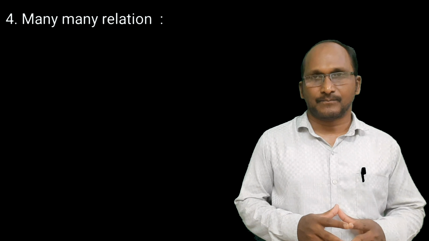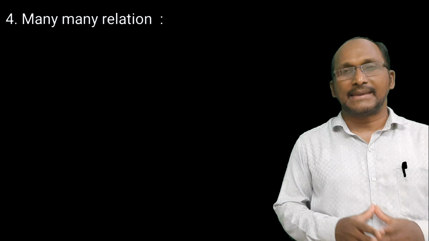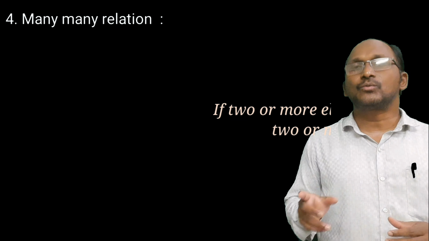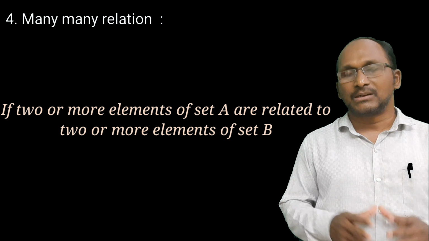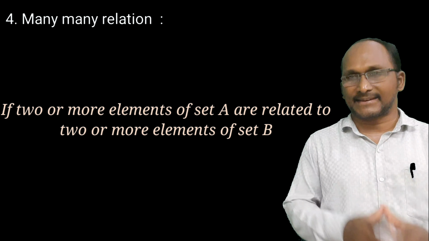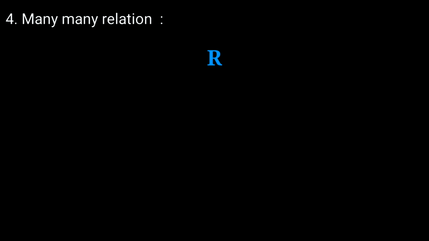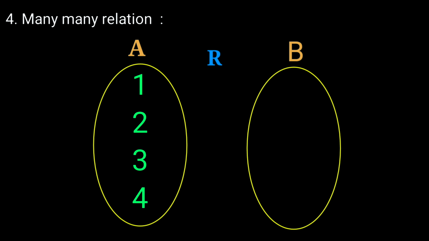The fourth relation is many-many relation. A relation R from the set A to set B is defined as many-many relation if two or more elements of the set A are related to two or more elements of the set B. Now let us see this example. R is a relation from set of 1, 2, 3, 4 into set of 2, 3, 4, 5, 6 defined by the property is a factor of.